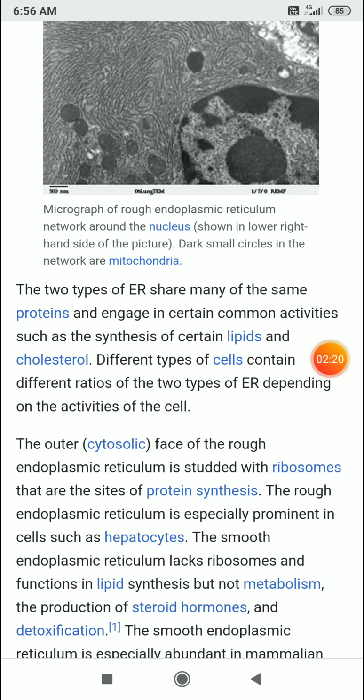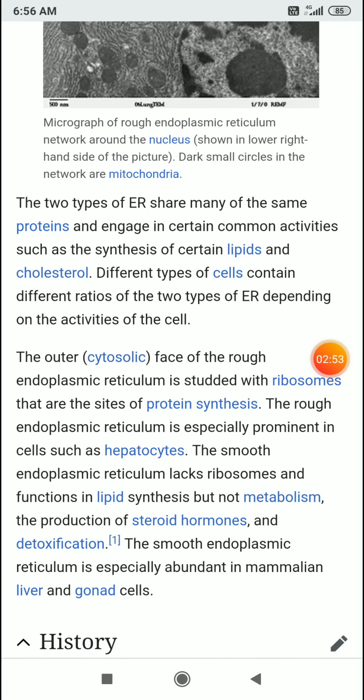There are two types of endoplasmic reticulum that share many of the same proteins and engage in certain common activities, such as synthesis of certain lipids and cholesterol. Different types of cells contain different ratios of the two types of endoplasmic reticulum, depending on the activities of the cell. The outer cytosolic phase of the rough endoplasmic reticulum is studded with ribosomes that are the sites of protein synthesis. The rough endoplasmic reticulum is especially prominent in cells such as hepatocytes.